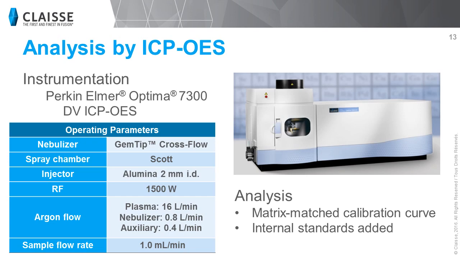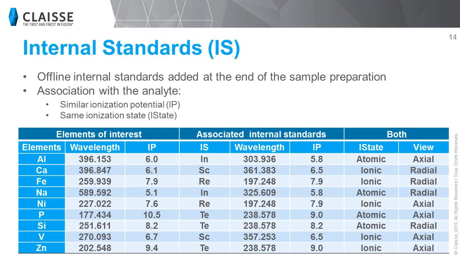Radio frequency was set at the maximum, 1500 watts, to get a robust plasma. The argon flow rate for the plasma was set at 16 liters per minute. The calibration curves were matrix matched with the flux concentration contained in the solution. We added internal standards to all the solutions. The internal standards were chosen according to the element of interest for their similar ionization state and ionization potential. Here's a summary of which standards were used and associated with which elements.